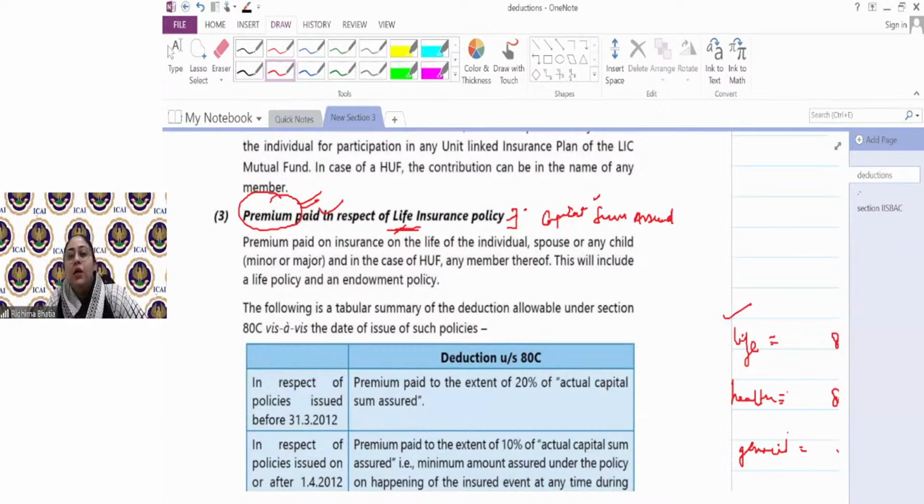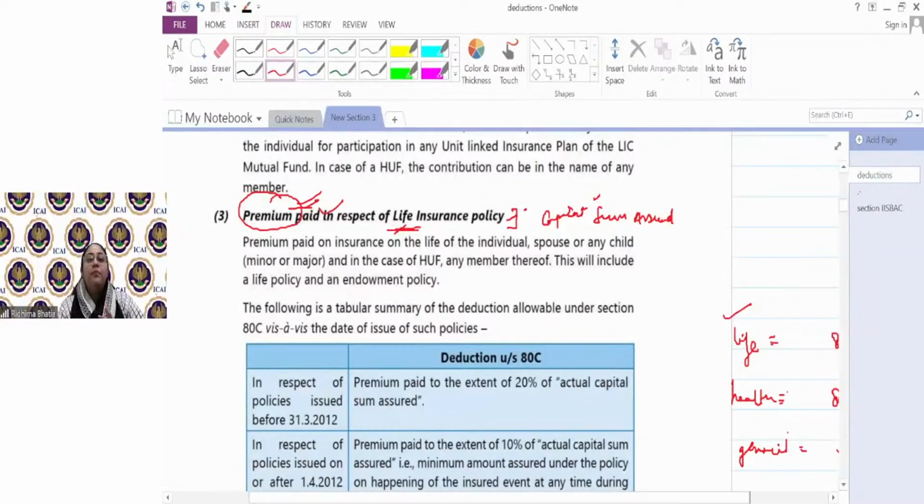If I'm getting a certain amount, say 3 lakhs at the end of the policy, then the premium should be a certain percentage every year. It should not be more than that. So, the question which will come to you is to check first whether the premium is within the range which is written under Section 80C or not. If it is not, then you will not allow it as deduction.